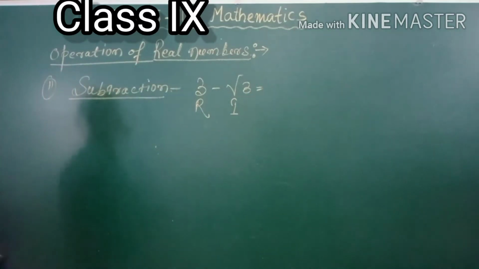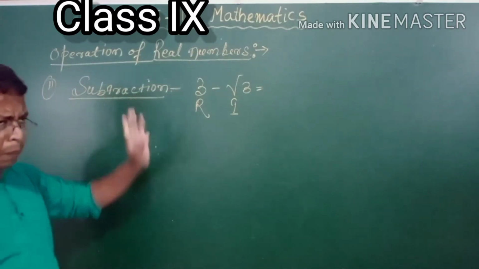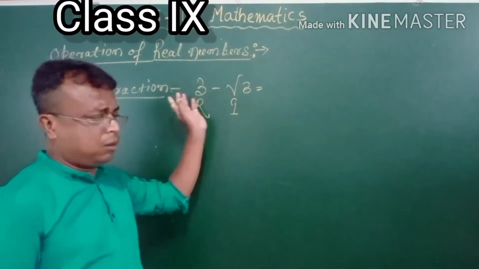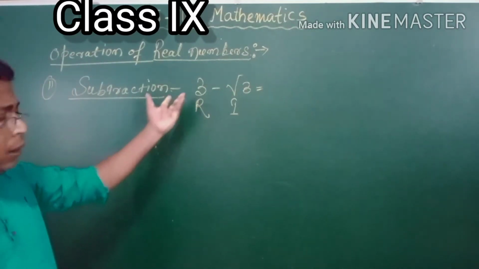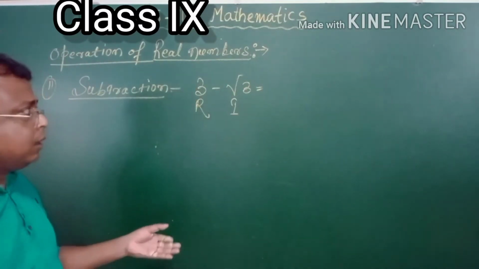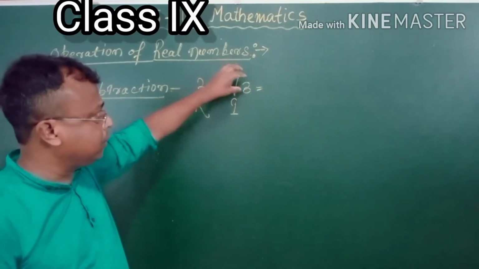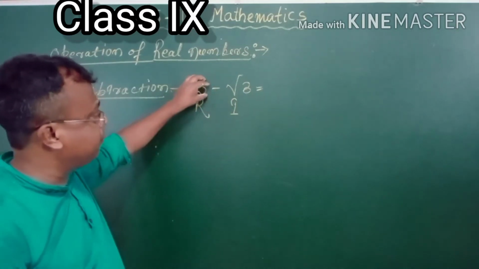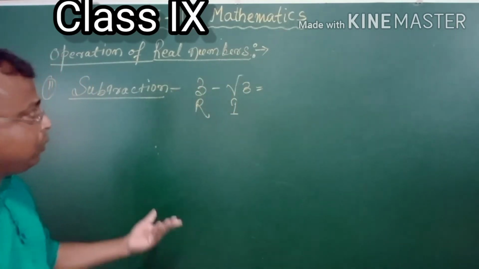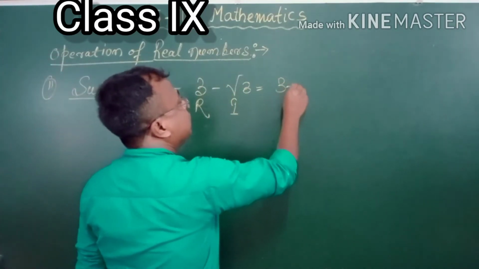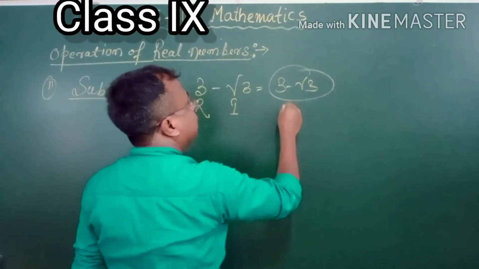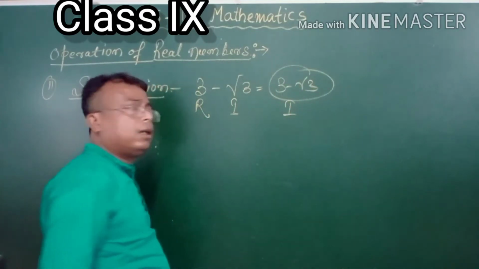Can you tell me what will be the result? First of all, can you find the difference? 3 minus root 3? No, you cannot, because this is a different one and this number is also different. So your answer will be 3 minus root 3 only. You cannot do it. So it is irrational.